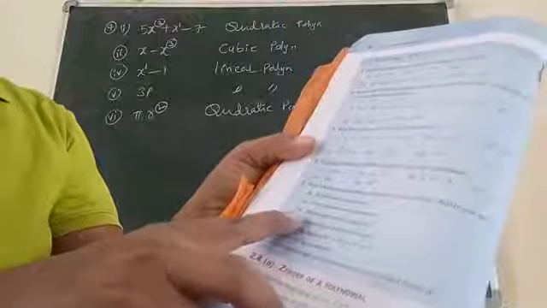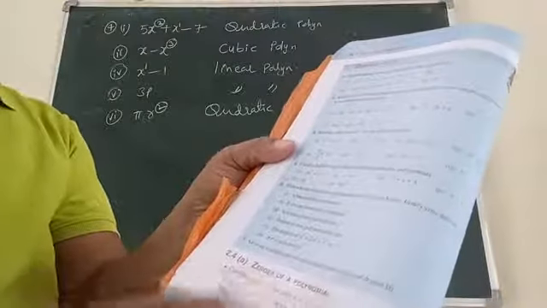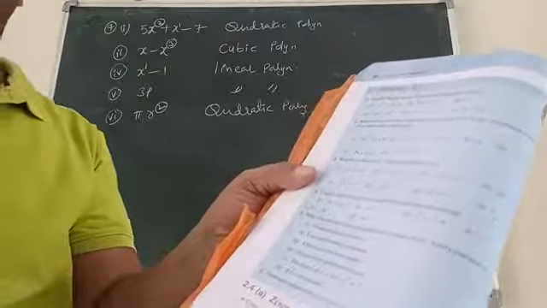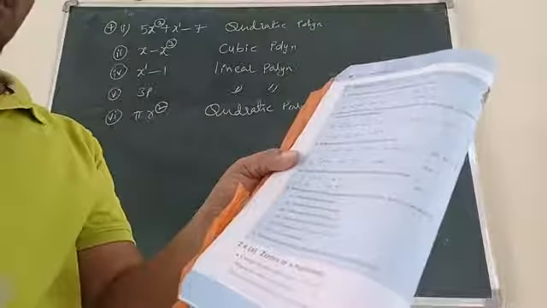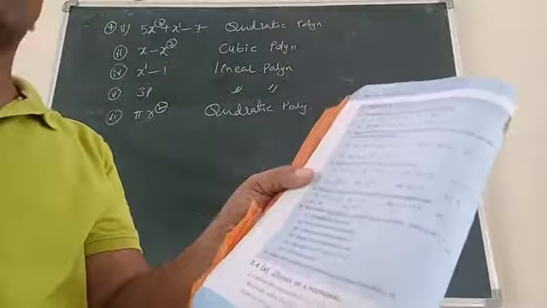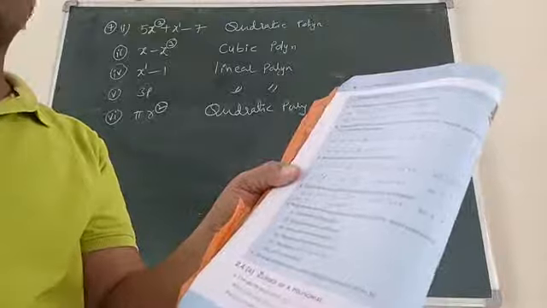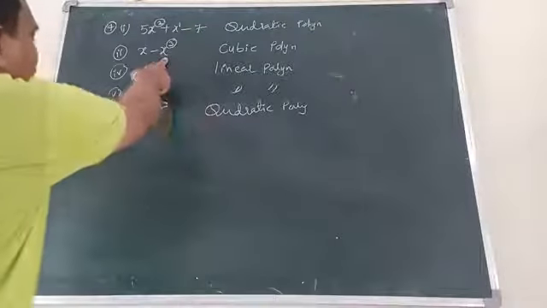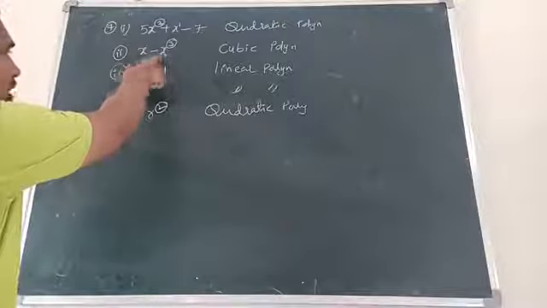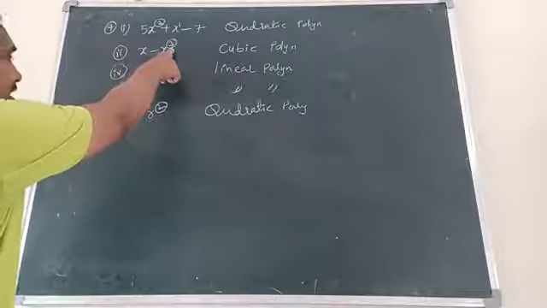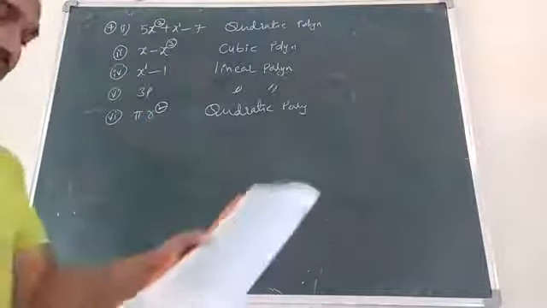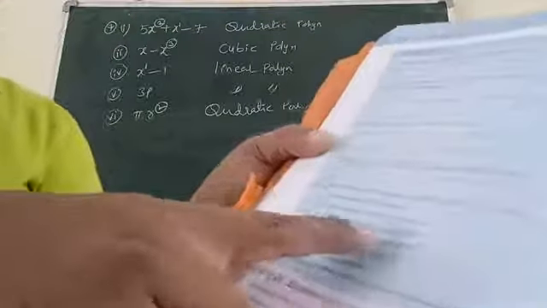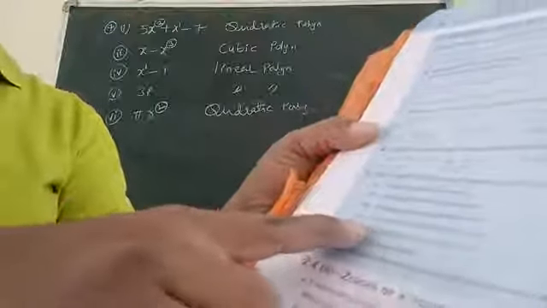Now third one. A binomial may have degree 3. Yes or no? Yes. A binomial means 2 terms, and those 2 terms may have degree 3. For example, if you take this, how many terms? 2 terms. What is the degree? 3. So that is a true statement. A binomial may have degree 3. Fourth one.